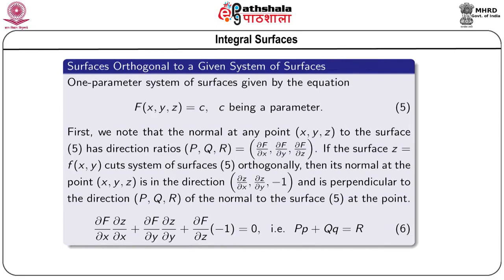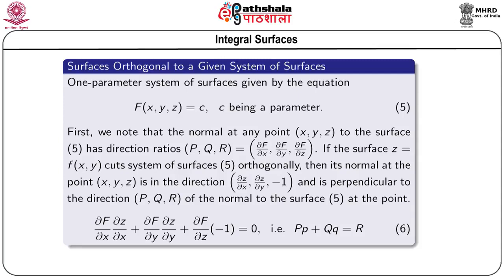Now, we shall develop an idea where we shall discuss how to find the system of surfaces which are orthogonal to a given system of surfaces. Suppose there is a one parameter system of surfaces, and this system is given by equation 5, f(x, y, z) equals c, where c is a parameter. First, note that the normals to this surface are proportional to del f del x, del f del y, del f del z, which we already know.